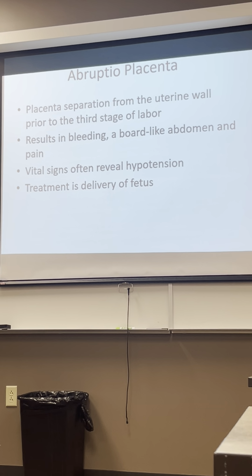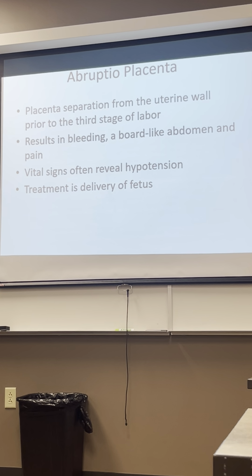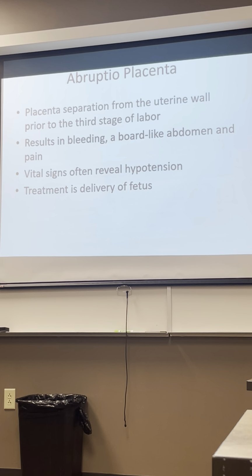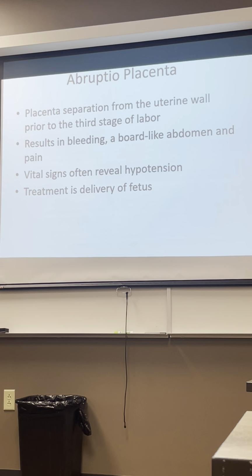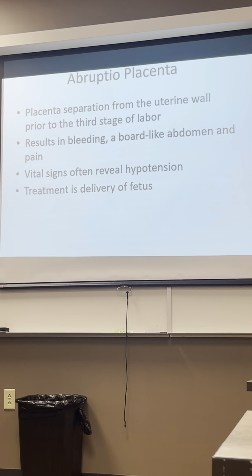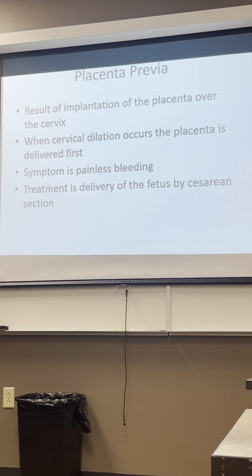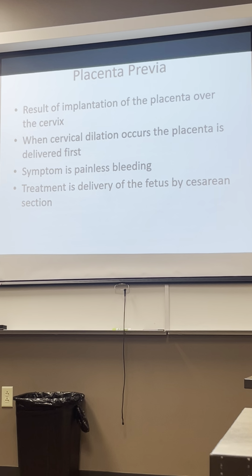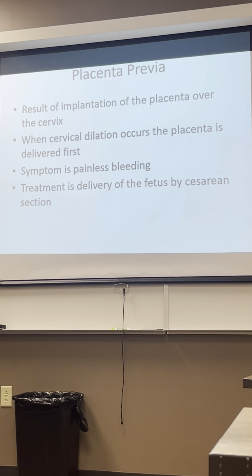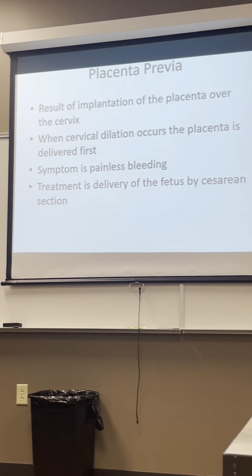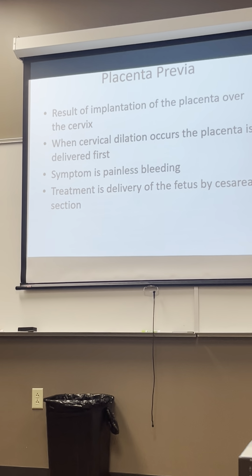Abruptio placenta is the placenta separating from the uterine wall, results in bleeding or rigid abdomen and pain. Treatment is delivery of the fetus, usually have hypotension. Like I said, previa is placenta implants over the cervix, painless bleeding, usually have to deliver by cesarean section.